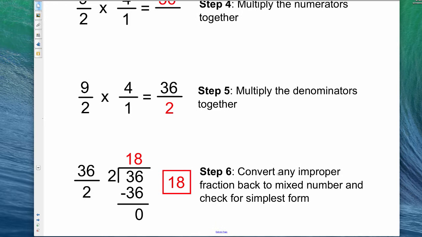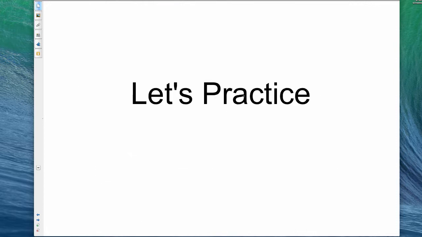The final step is to convert any improper fraction back to a mixed number and make sure it's in simplest form. When I convert 36/2 into a mixed number, it actually goes perfectly 18 times. So my final answer is 18, with no fraction left over. Let's go ahead and get some practice with this type of problem.